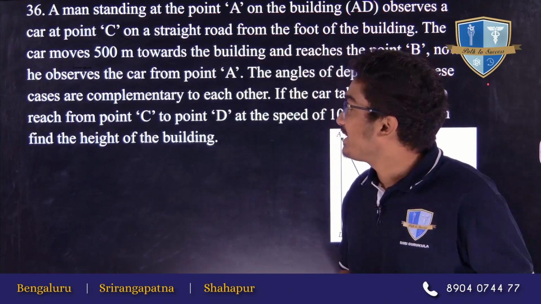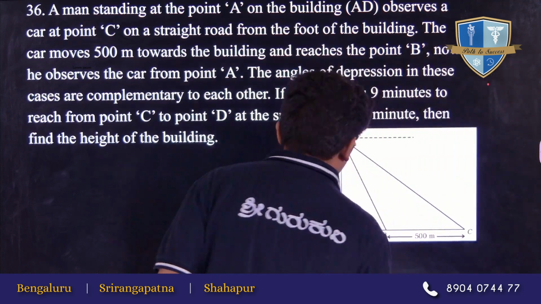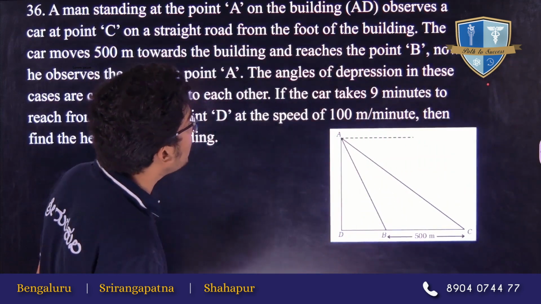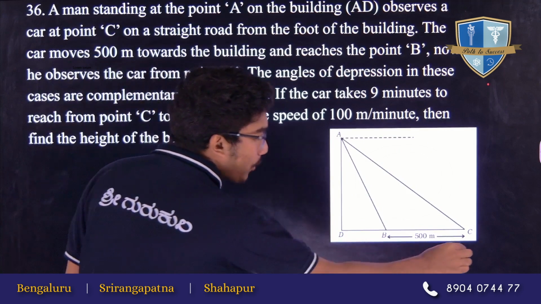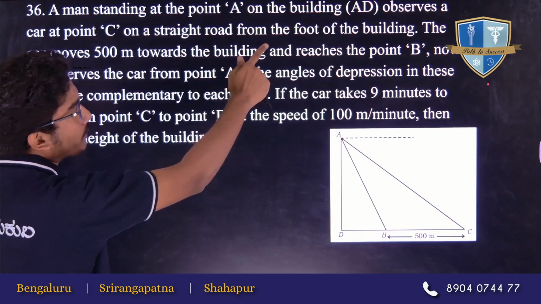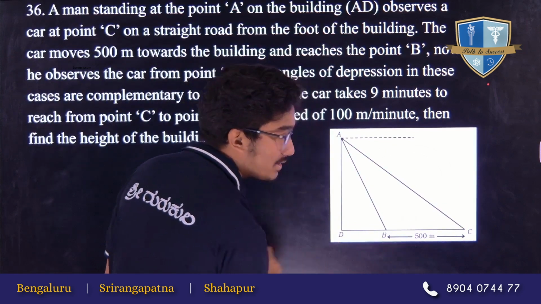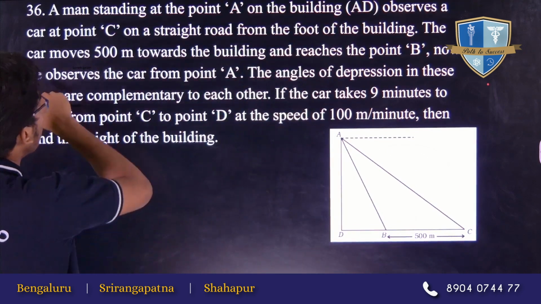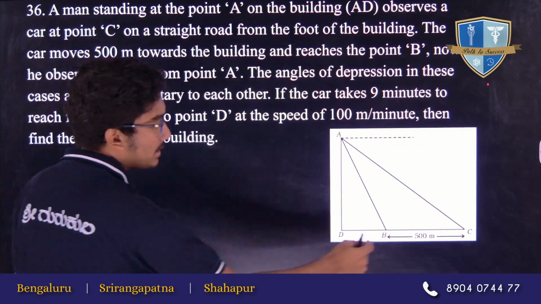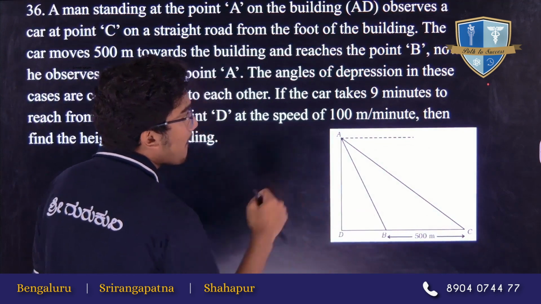So next question is, a man standing at a point A on the building AD. So this is our building AD and the man is standing at point A, observes a car at point C, and on a straight road from the foot of the building. So this is the foot of the building and from here it is on the straight road. The car moves 500 meters towards the building and it reaches the point B.